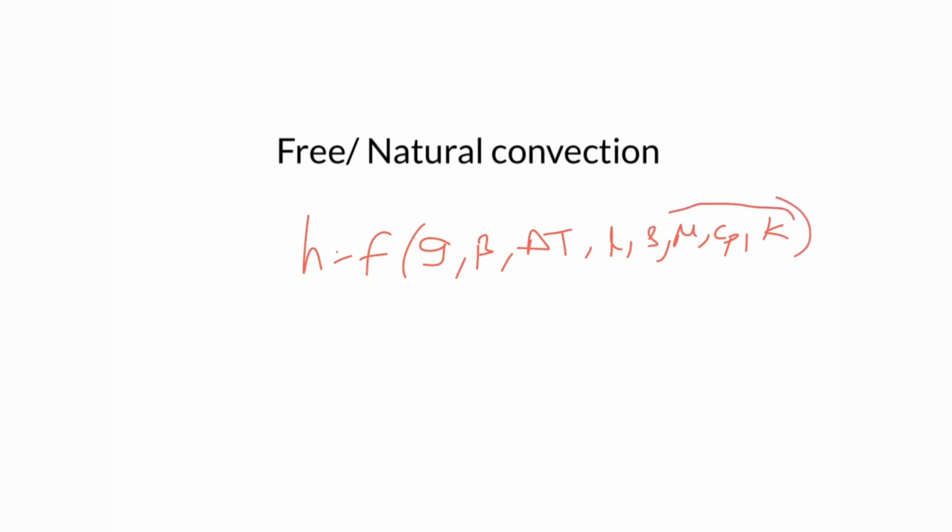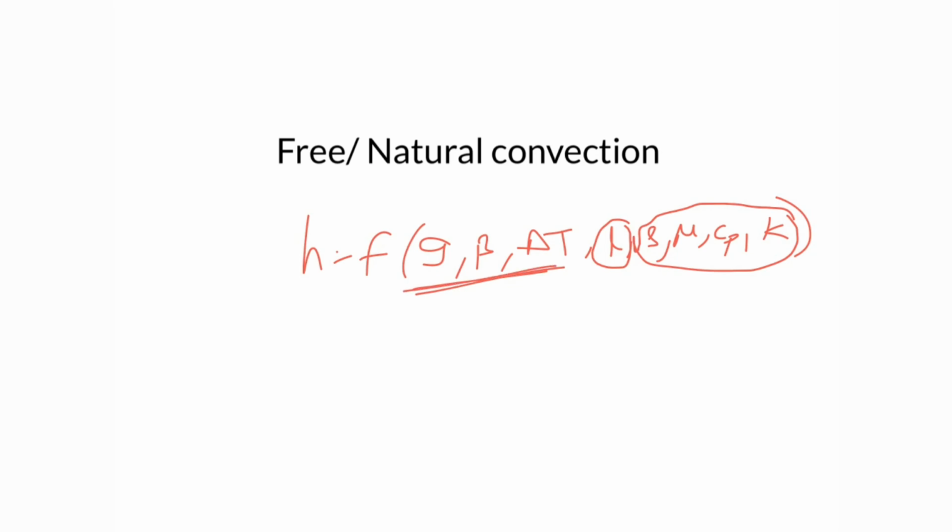Hello everyone. In this video we are going to see about free or natural convection. In this case, convective heat transfer coefficient h is a function of g, beta, delta T, L, rho, mu, Cp, k. These terms you have already seen in forced convection heat transfer. The only new terms you come across here are g, beta, delta T.